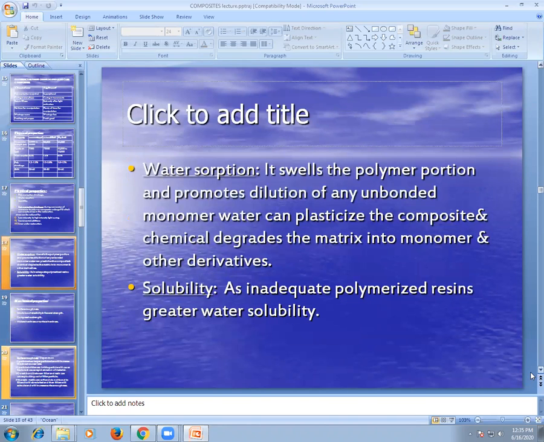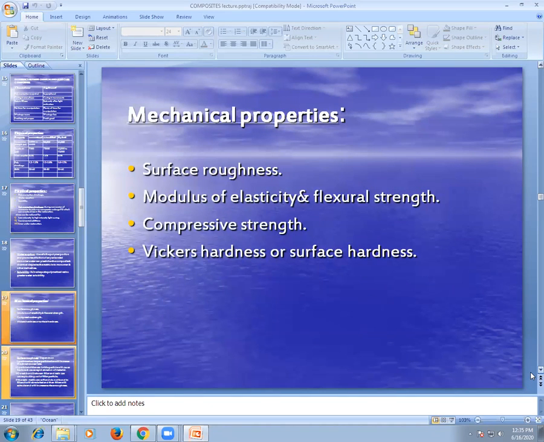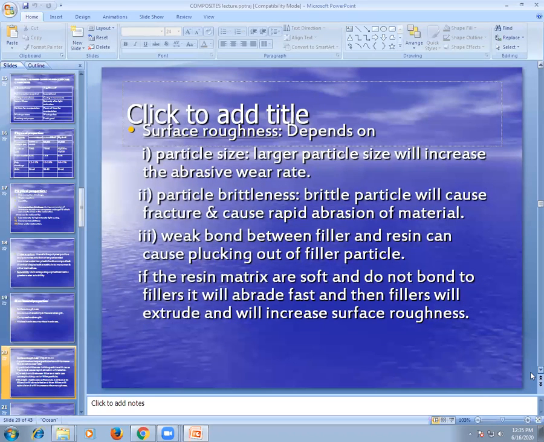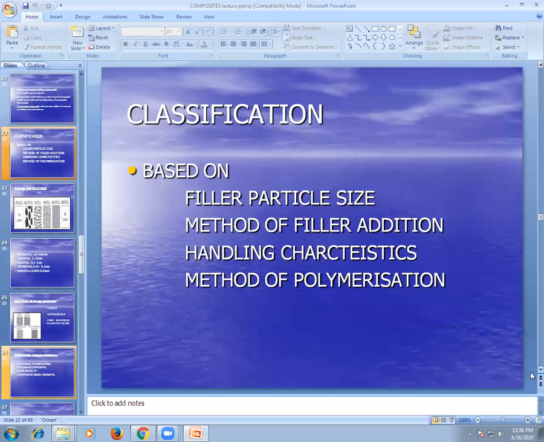Then again, the physical properties: polymerization shrinkage, water absorption, mechanical properties like surface roughness, modulus of elasticity, flexural strength, compressive strength, hardness. Right. Then classification according to filler size, methods of filler addition, handling characteristics, method of polymerization. Here there are some other classifications, that is, according to use, it is classified as anterior and posterior composite. Anterior composites are mostly nanofilled composites, right?